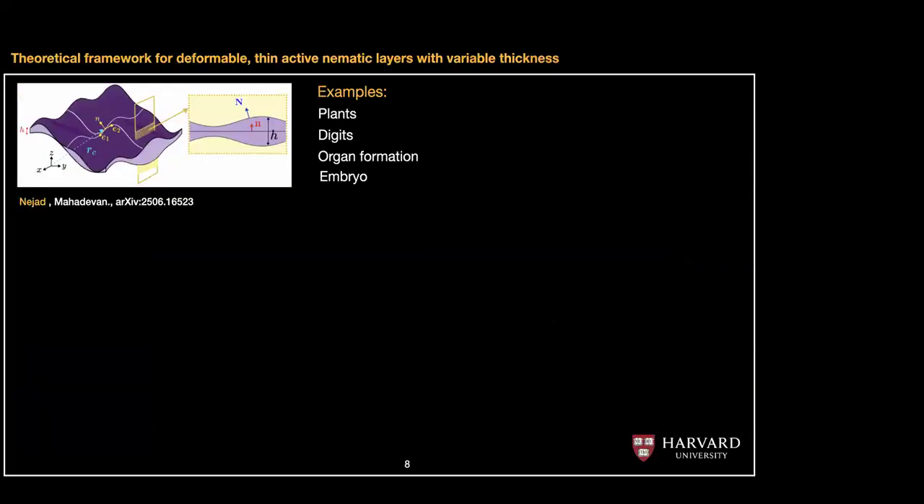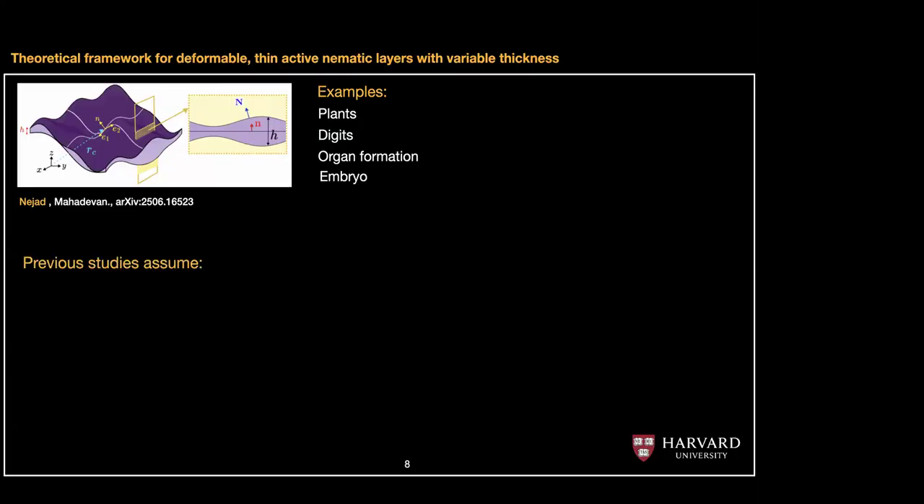Okay, so these are the examples I briefly mentioned about why the thickness matters, but now I'm going to briefly show you how one could account for the thickness changes in these systems. So let's assume we have a thin layer which is deformable, so it has an arbitrary geometry, as you can see here on top, and the thickness also varies in space.